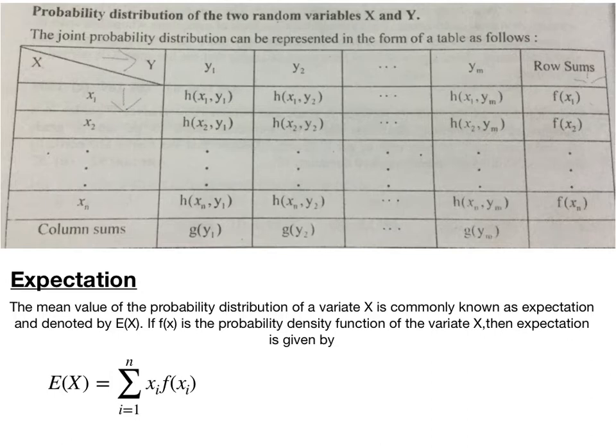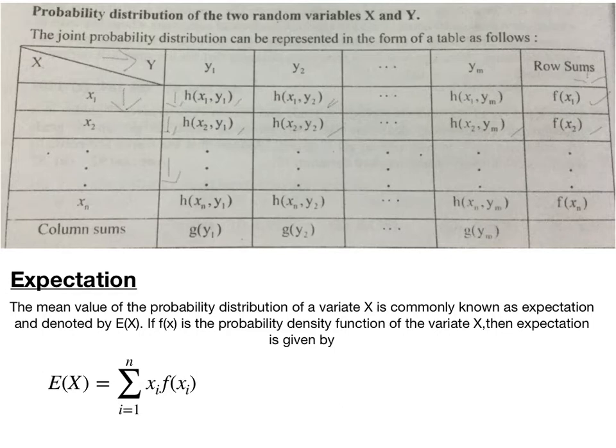This f of x1 is obtained from the sum of these values, that is f of x1 comma y1 plus f of x1 comma y2 plus so on. f of x1 is the sum of all these values. Similarly, f of x2 is the sum of all these values. Likewise, g of y1 is the sum of these values.